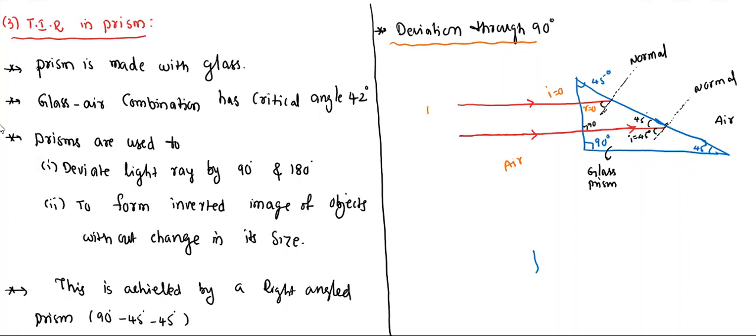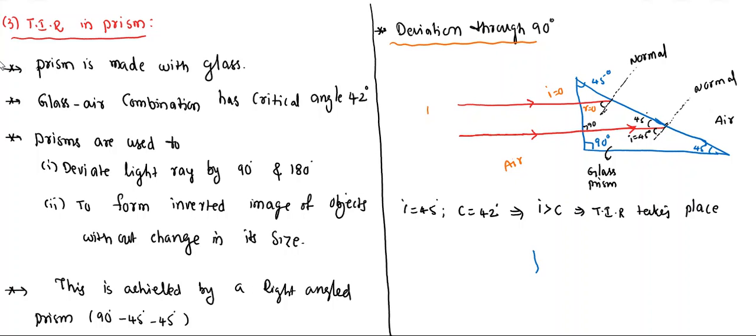The light ray is trying to move from the denser medium to the rarer medium. Here the angle of incidence is 45 degrees, but the critical angle is only 42 degrees. Right? The light ray is trying to move from glass to air, denser to rarer. Then the angle of incidence is greater than the critical angle. Then what happens? Total internal reflection takes place.